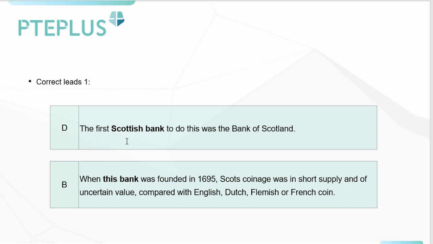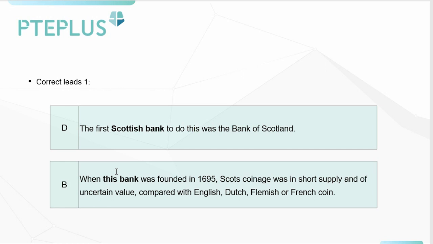In analyzing the paragraph, you'll realize that there's a bit of key information sprinkled in there. So here, let's look at B first. When this bank was founded in 1695, Scott blah, blah, and so on. So here, the key is when this bank, the word this. Notice how the word this works as a pronoun.